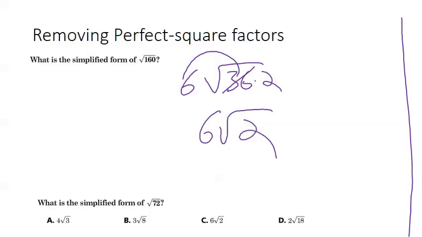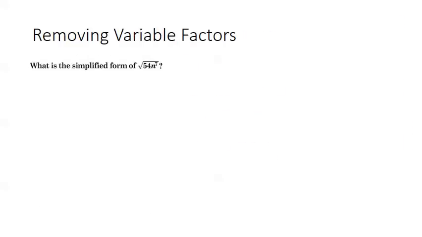Let's move on. Okay, so removing variable factors. Variables, of course, are letters. So we're going to remove letters. This is what I was talking about before. So we're going to break this down the same way using prime factorization. Let's break it out. So what's 54? The prime factorization is 2 times 3 times 3 times 3.